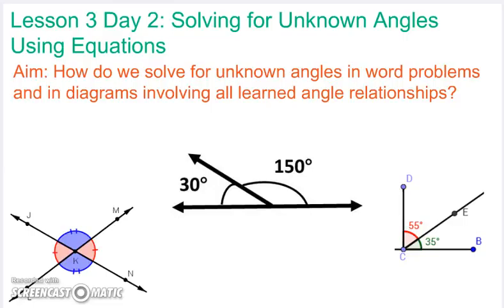We'll be solving for unknown angles using equations like we've done for the past couple of videos. Our aim remains the same. How do we solve for unknown angles in word problems and in diagrams involving all learned angle relationships? As you write that down, I just want to go over a couple of our angle relationships again, make sure we know them.